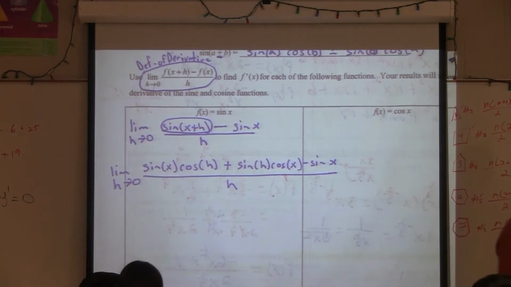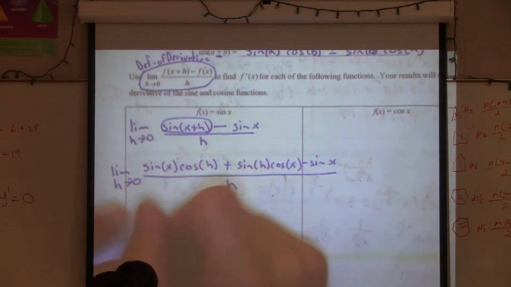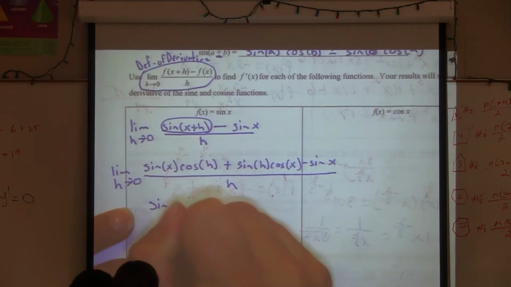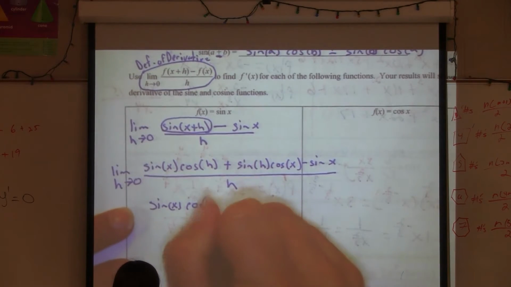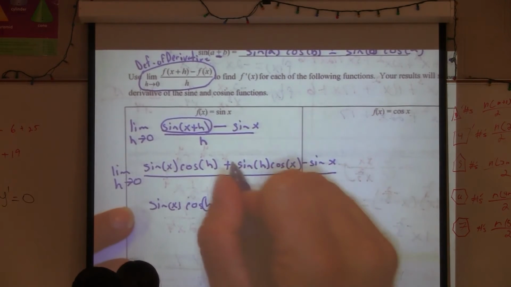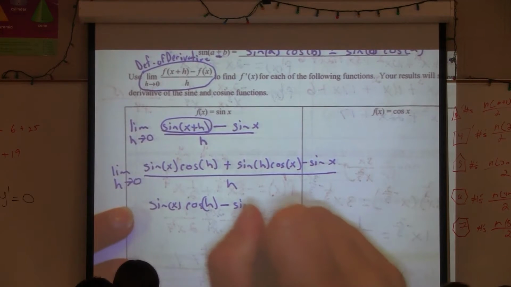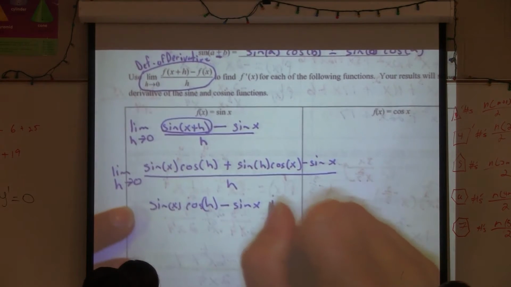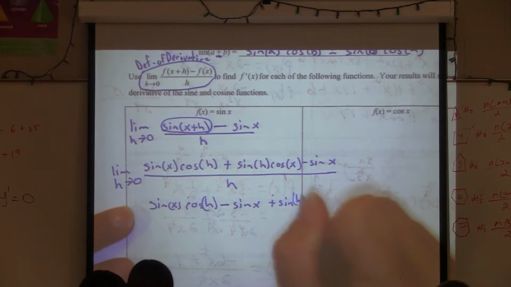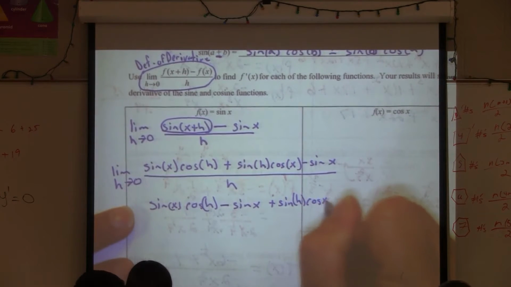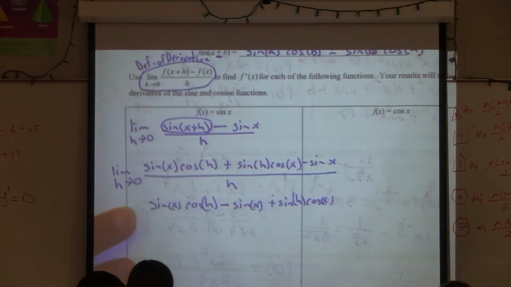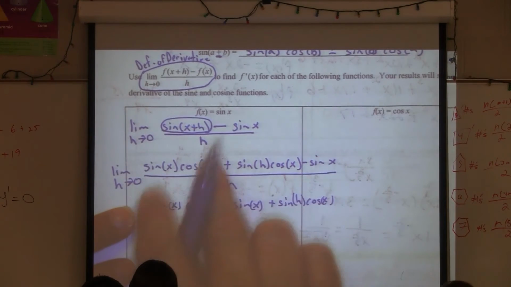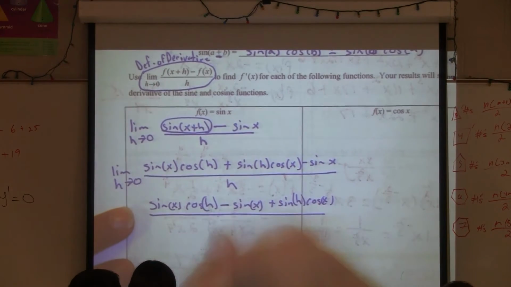Can I take sine of x out of two of them? Yes? So I'm going to put those two together so I can take the sine of x out of those two. So check this out. We're going to have sine of x cosine of h, bring this guy to the middle, minus sine of x, plus sine of h cosine of x. Is that a legal move? Can I just put him in the middle if I wanted to? Yes, because it's addition, right?